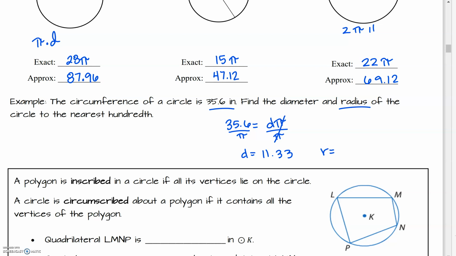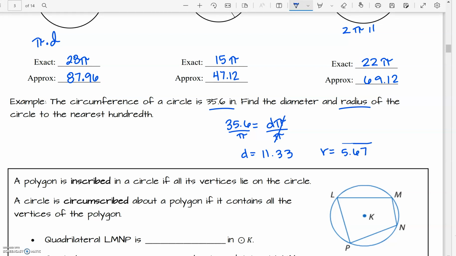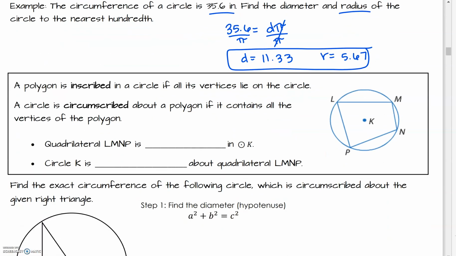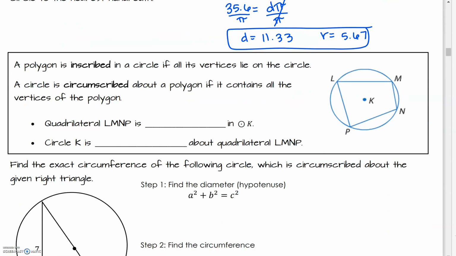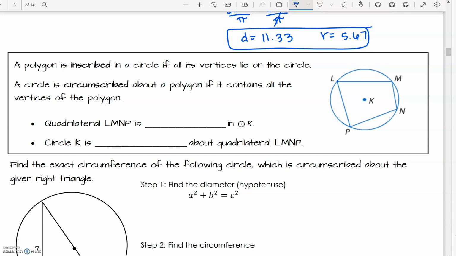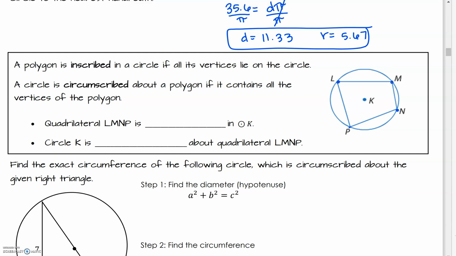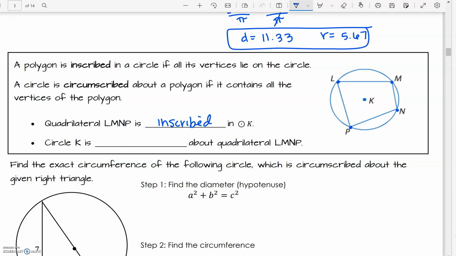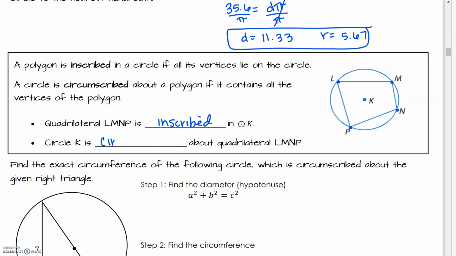This right here is a polygon that is inscribed in a circle if all of its vertices lie on the circle. So you can see they're all touching that circle. The circle is circumscribed about a polygon if it contains all the vertices of the polygon. And so we kind of talked about this when we talked about triangles. But this right here, quadrilateral, is considered inscribed in that circle K. Circle K is circumscribed about that quadrilateral. So it's kind of on the outside, right? And the quadrilateral is inscribed, inside.